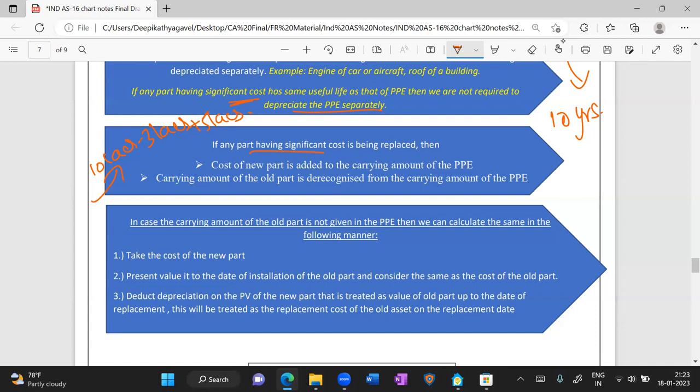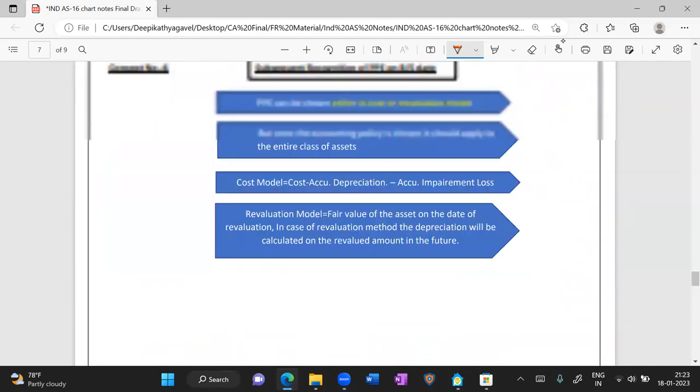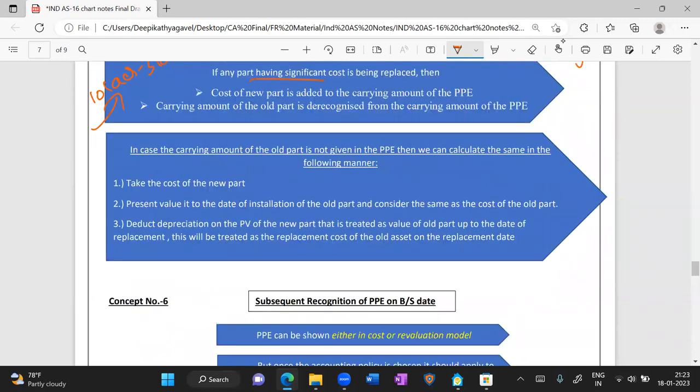So you will arrive at the new carrying amount, right? That is what the standard says. Now, next case. In case the carrying amount of the old part is not given in the question at all, so the carrying amount itself has not been given in the question, how can I calculate it? It is very simple.